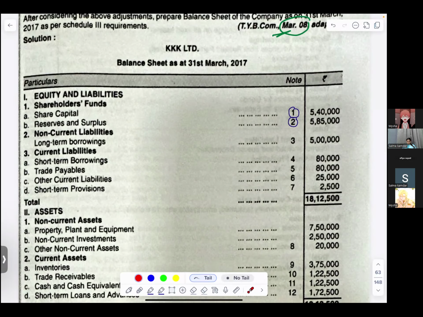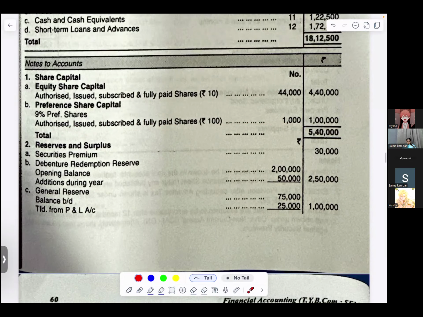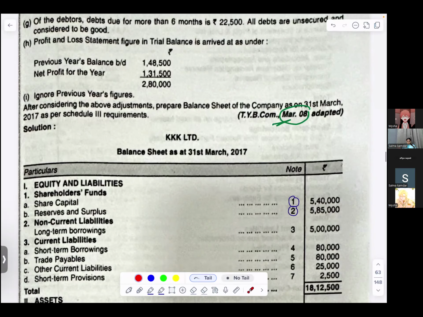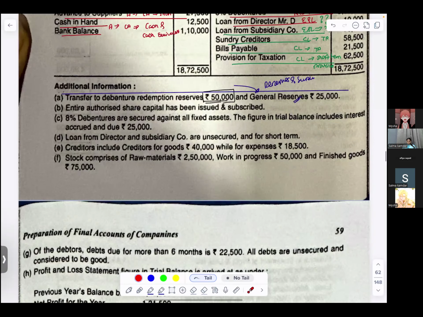But preference share capital you have to write always, no? Share capital is made up of equity share capital and preference share capital. Okay. So you already completed your share capital section and your reserves and surplus section. Now read ahead.